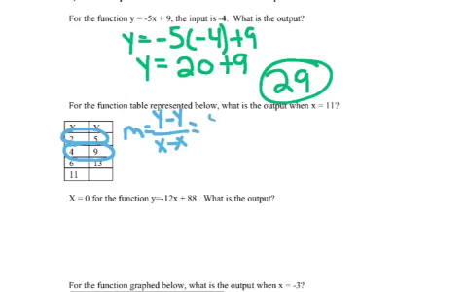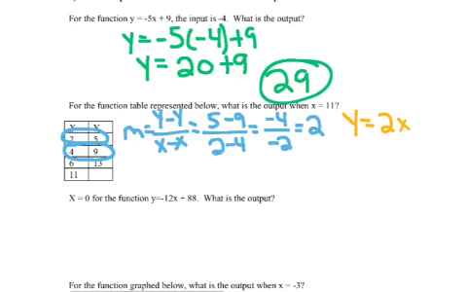So if I do that, I would have 5 minus 9 divided by 2 minus 4. 5 minus 9 is -4. 2 minus 4 is -2. And when I divide those, I get a positive 2. So positive 2 is my slope. So far I would have y equals 2x. I have to find my y-intercept.